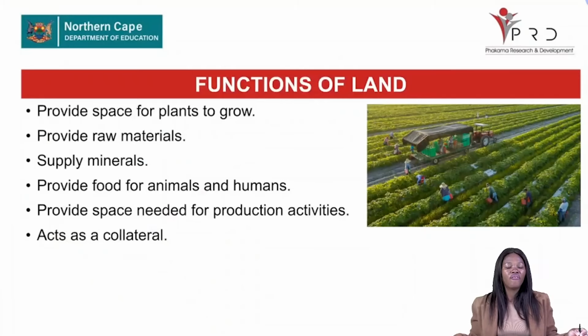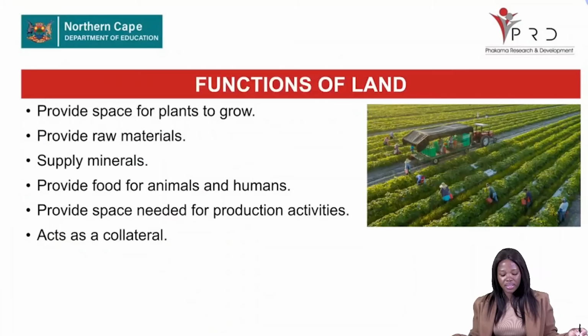Secondly, land provides us with raw materials such as wood, water, coal, oil, etc. Thirdly, it supplies minerals such as nutrients, right? Minerals come in different forms, right? Fourth one, it provides food for animals and humans. Meaning without land, there will be no food. Without land, there will be no food for animals, and there will be no food for humans, right?